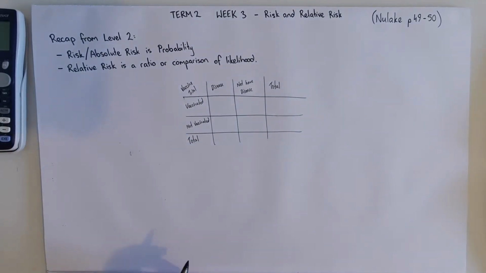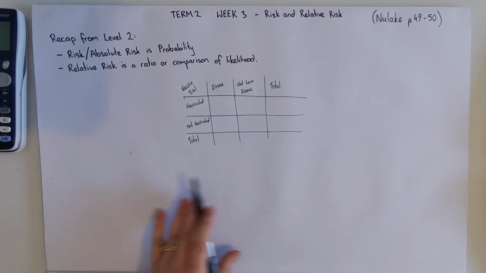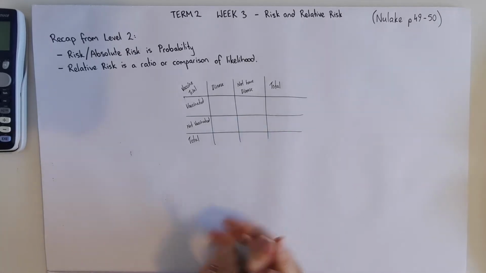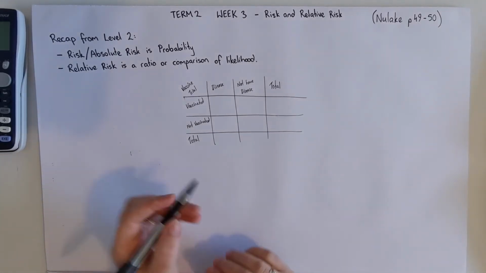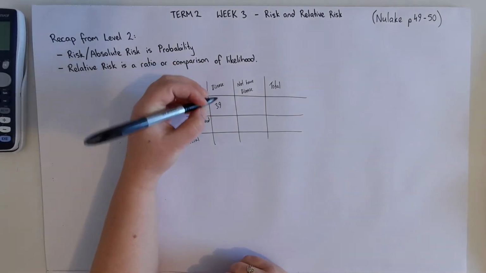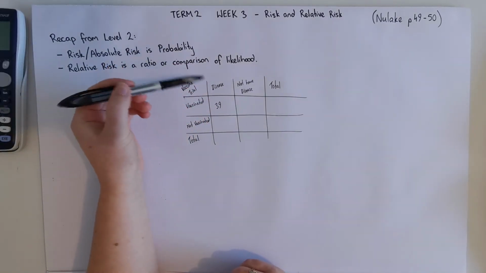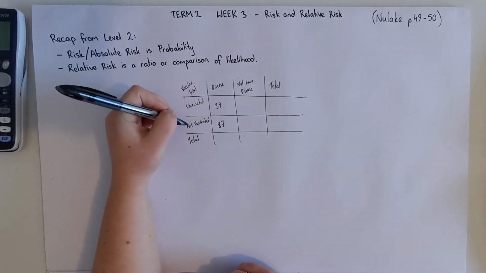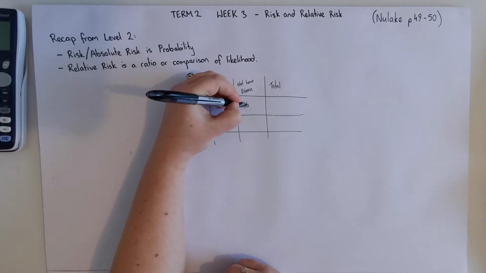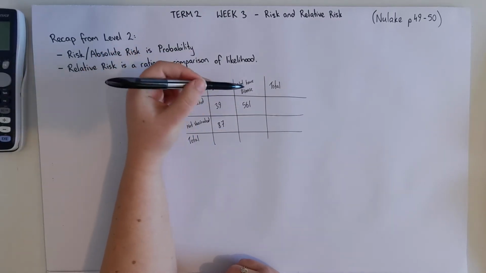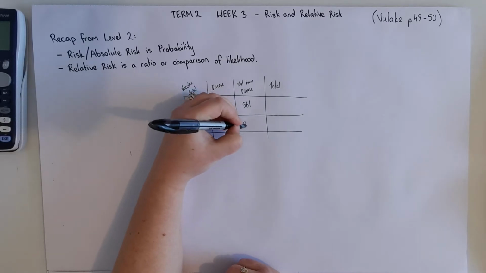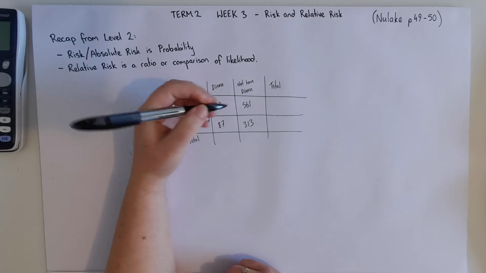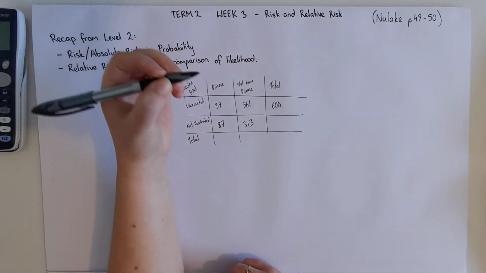Now, in level 3, it's quite rare that you would have a fully completed table given to you straight away. Chances are you would need to complete some of this first, but we will launch straight in. Let's say that in this particular problem, we have 39 people that have the disease and were vaccinated, 87 people with the disease but not vaccinated, 561 without the disease who were vaccinated, 313 neither.